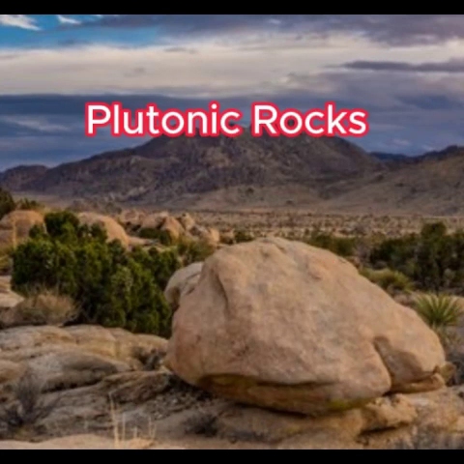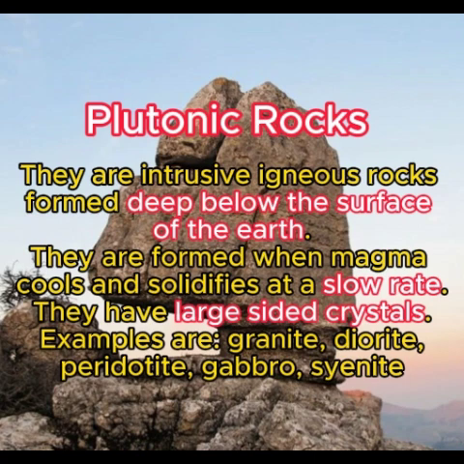Plutonic rocks. Plutonic rocks are intrusive igneous rocks formed deep below the surface of the Earth. They are formed when magma cools and solidifies at a slow rate. They have large-sized crystals. Examples are granite, diorite, peridotite, gabbro, and syenite.